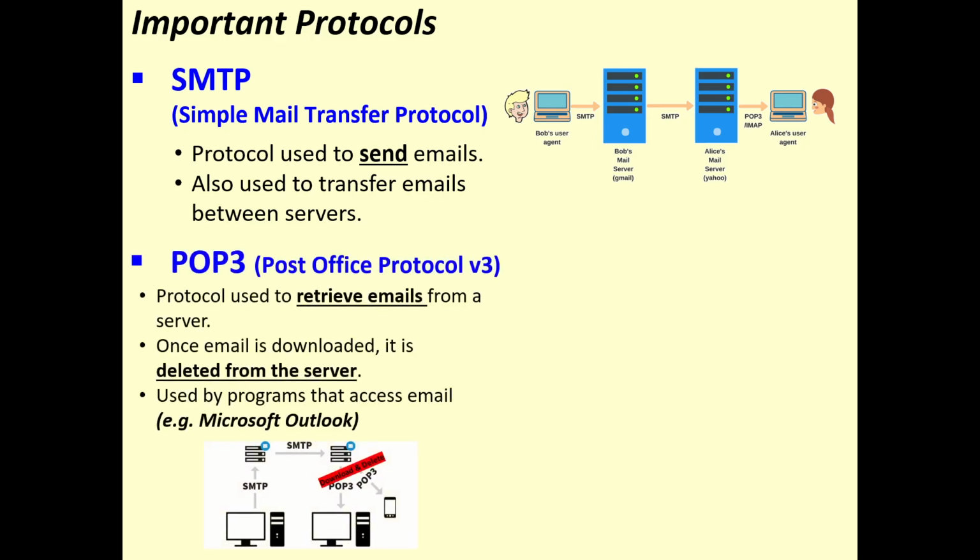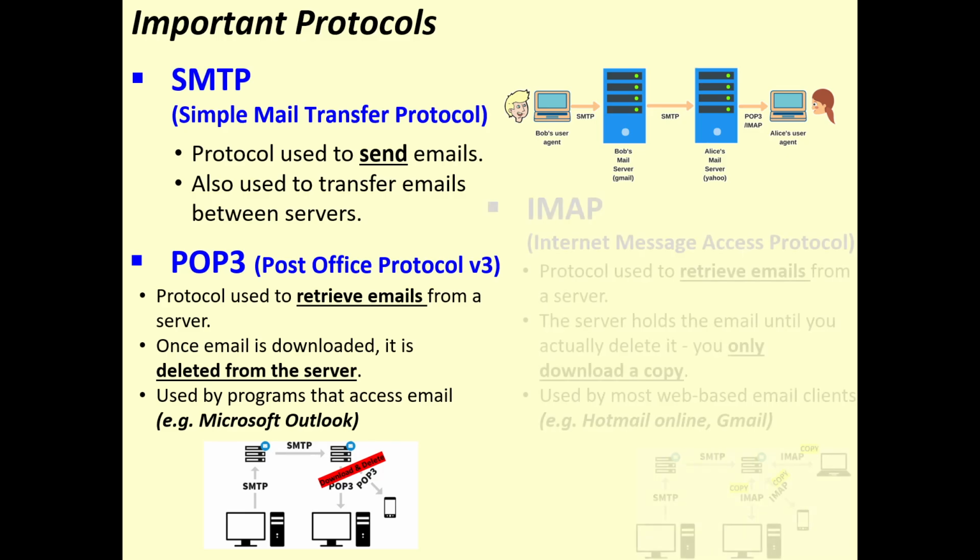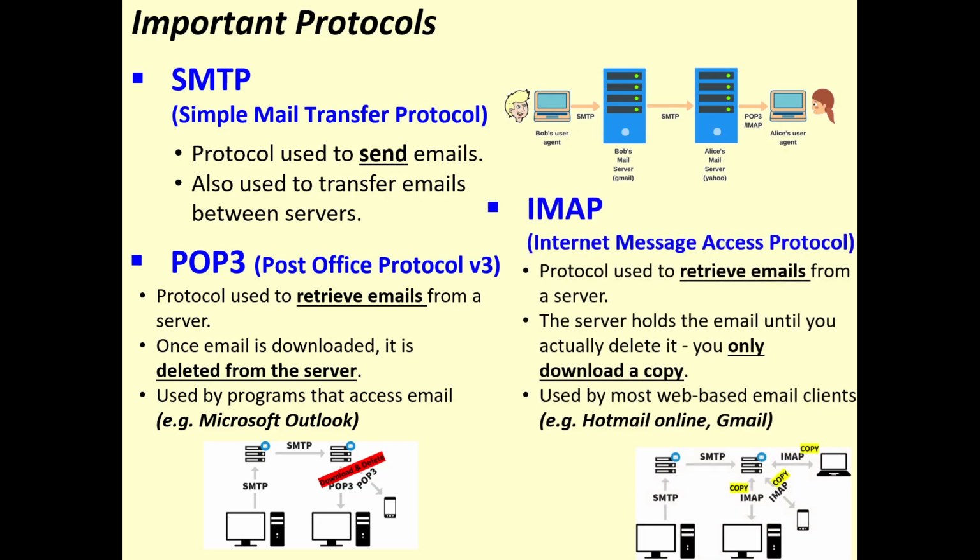So that's for sending. And we have two protocols for retrieving, getting the emails. POP3 retrieves emails from a server. However, once it downloads the email, it deletes the original email from the server. So you can only download it once. However, IMAP retrieves emails but only downloads a copy of the email. So you can access it from many different devices, from your phone, from your laptop and things, and only when you choose to delete it does it delete the message. Internet Message Access Protocol, IMAP.